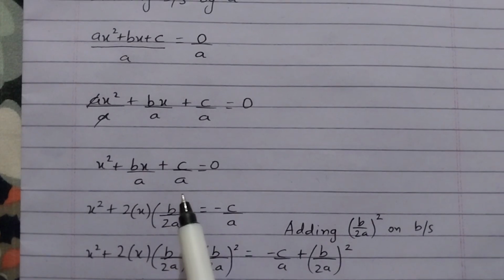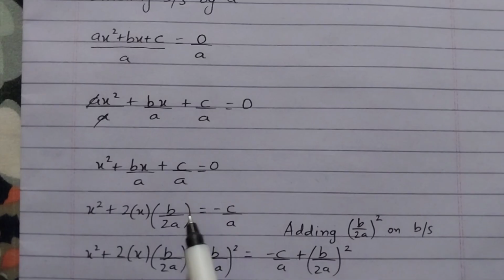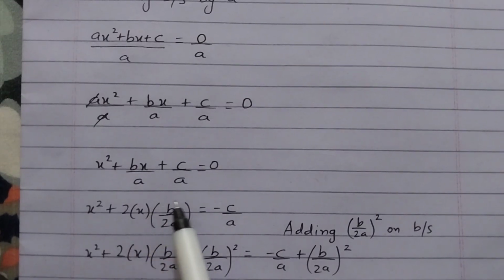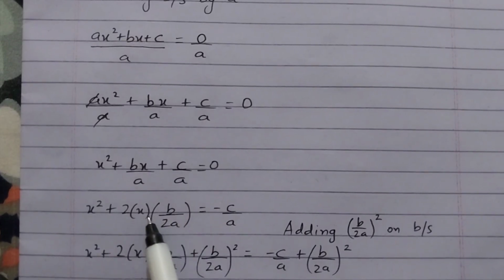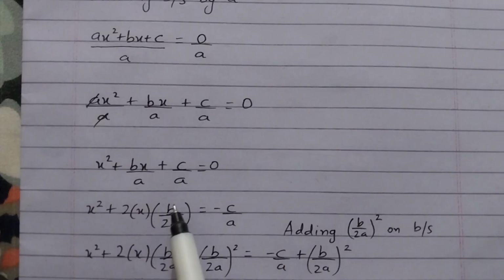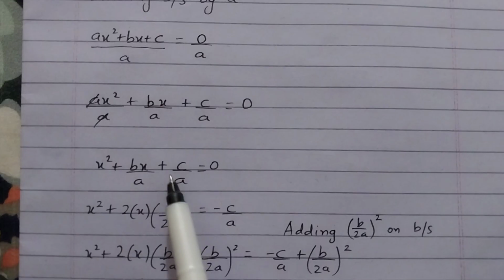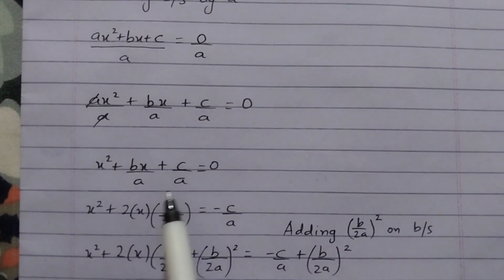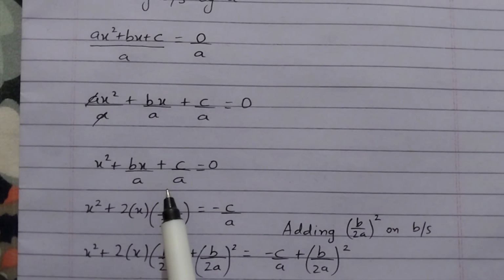This term c over a, we need to shift this term to the right hand side. And why do we want to do that? Because we want to complete the formula here on the left side, and the formula has the third term equal to b squared, and here we have let b as b over 2a. So we want the square of this term on the left hand side, and c over a is very different from that term, so we need to move it to the right side. So it becomes minus c over a, because on the left hand side it was plus c over a.